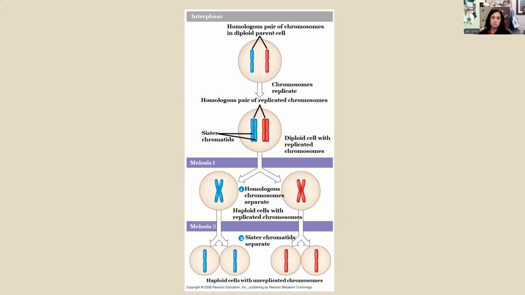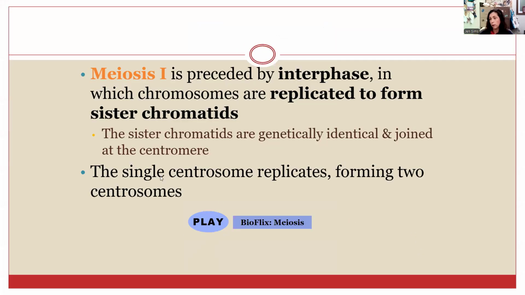Everybody is all lonesome, but this is haploid. And so now those can become either egg or sperm, depending on what gonad that happened in. Okay, so this is meiosis 1. I'm going to talk to you about that.